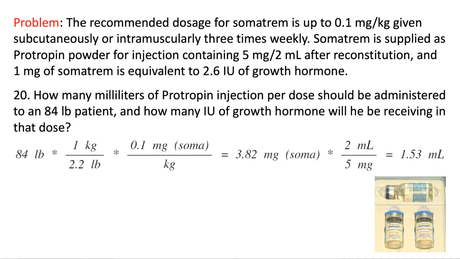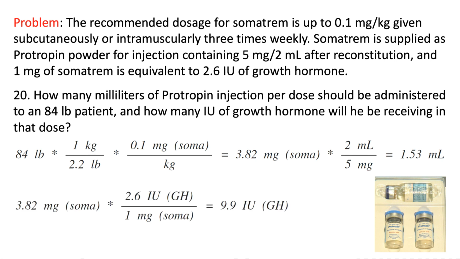The second part of this question, though, wanted to know how much equivalent amount of growth hormone this patient is getting with that amount of Somatropin. So let's back up and remind ourselves that we were giving this patient 3.82 milligrams of Somatropin, and we were told that that was equivalent to 2.6 international units of growth hormone per milligram. So if I multiply it that way, milligrams of Somatropin cancel, and I can see that this dose of Somatropin essentially provides 9.9 international units of growth hormone.